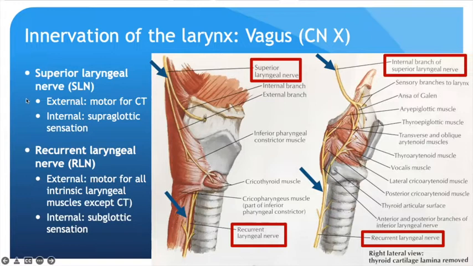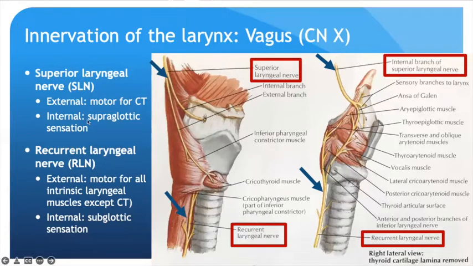So the superior laryngeal nerve is located superior of the larynx. And there are two portions, an internal and an external branch. The external branch provides motor innervation for the CT muscle. So it's only responsible for innervating the CT muscle, and it's involved in pitch modulation. Obviously, when the CT contracts, the vocal folds get longer and thinner, so they vibrate faster, and thus higher pitch.